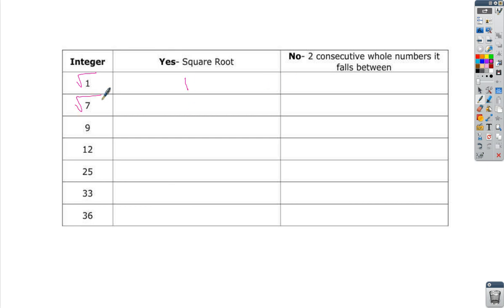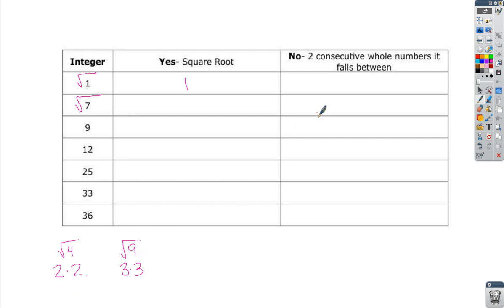Okay, now we need to look at the square root of 7. Can anything times itself be 7? So let's think of 2 times 2. 2 times 2 is 4, so the square root of 4 will get us to 2. So that's below 7. Let's think of 3 times 3. Well, 3 times 3 would be 9, so the square root of 9 will get us to 3.